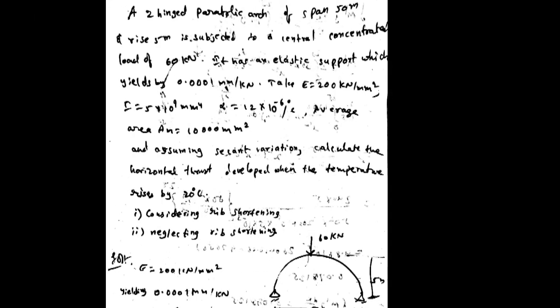Now we'll see a problem on this. A two-hinged parabolic arch of span 50 meter and rise 5 meter is subjected to a central concentrated load of 60 kilonewton. It has an elastic support which yields by 0.0001 mm per kilonewton. Take E equal to 200 kilonewton per mm square, I equal to 5 into 10 power 9 mm power 4, alpha equal to 12 into 10 power minus 6 per degree Celsius, average area Am equal to 10 power 4 mm square, and assuming secant variation, calculate the horizontal thrust developed when the temperature rises by 20 degrees Celsius. First case considering rib shortening, second case neglecting rib shortening.